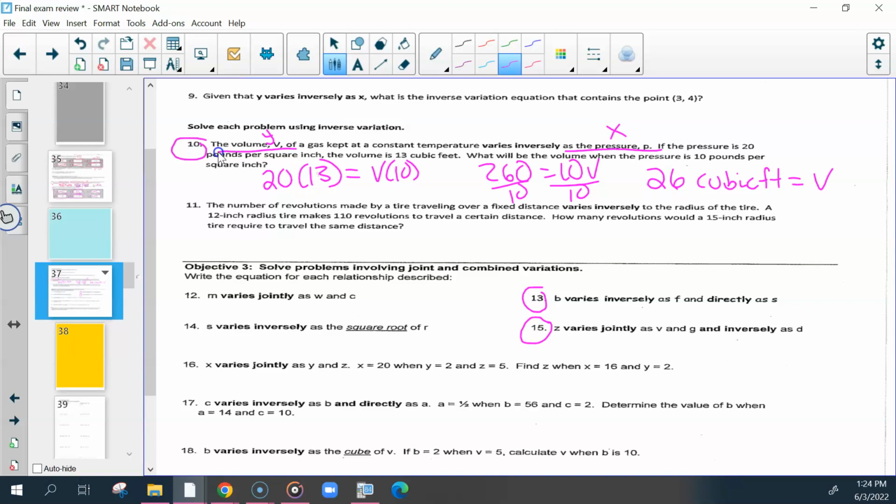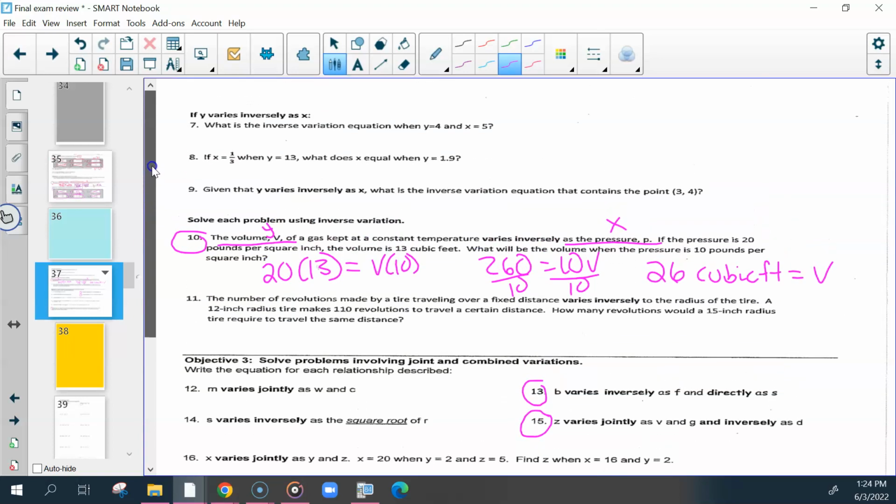Do you have any questions on that one? Before we move on to the last objective in variation, do we have any questions in this section, 7 through 11, or want to see any of those?